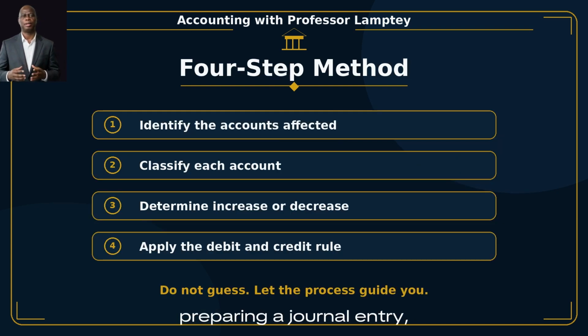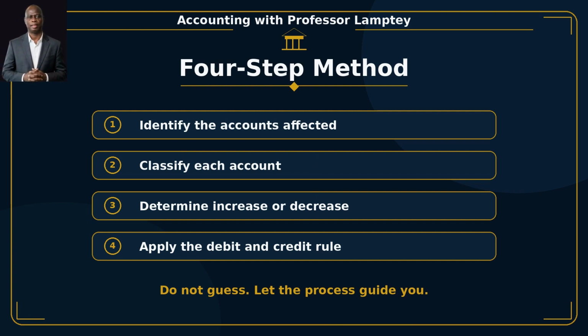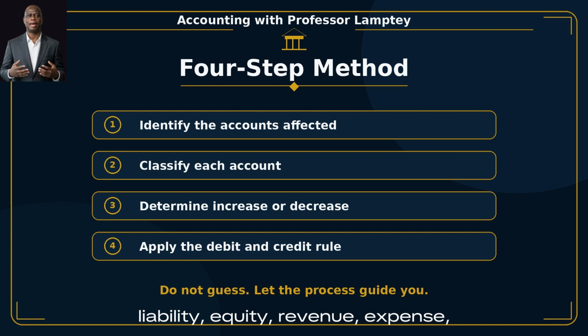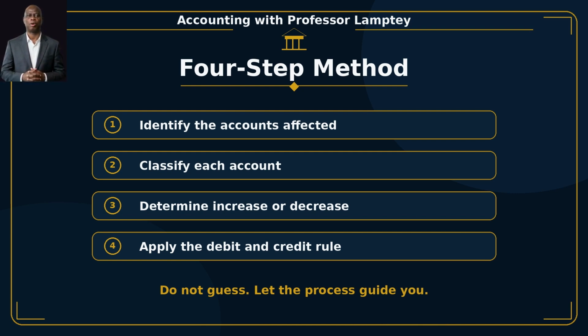So when you are preparing a journal entry, do not guess. Use this 4-step method. Step 1, identify the accounts affected. Step 2, classify each account. Is it an asset, liability, equity, revenue, expense, or withdrawal? Step 3, determine whether each account increases or decreases. Step 4, apply the debit and credit rule. This 4-step method will save you from most journal entry mistakes.